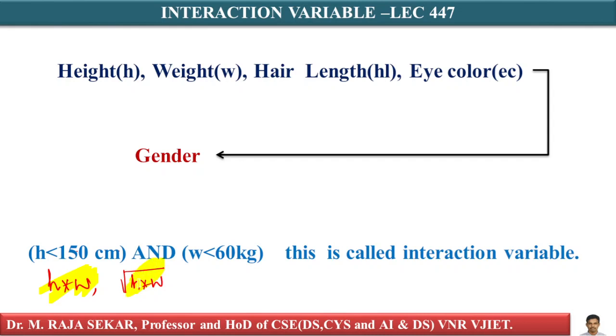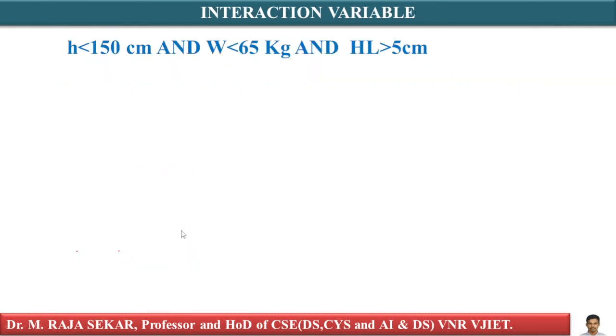These two features, h and w, are interacting. Similarly, you could have a feature like height less than 150 centimeters and weight less than 65 kgs and hair length greater than 5 centimeters. Now here you have three features. What are those three features? Here I have height, I have weight, I have hair length, isn't it?